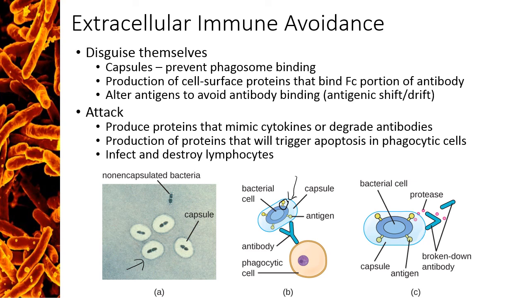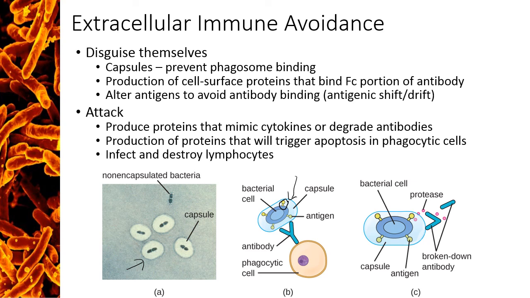If it's mutated and it looks slightly different, the antibodies might no longer bind to it. This is what influenza does with antigenic shift and antigenic drift, and it's why we need a new influenza vaccine every year, because the flu virus from last year has mutated and looks a little bit differently this year, which means it has disguised itself from the immune system.